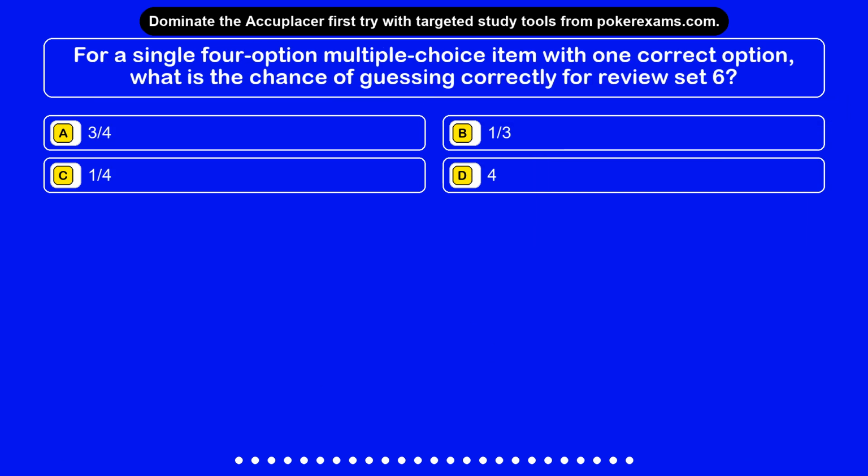Question 10. For a single 4-option multiple-choice item with one correct option, what is the chance of guessing correctly for review set 6? Option A, 3/4. Option B, 1/3. Option C, 1/4. Option D, 4.